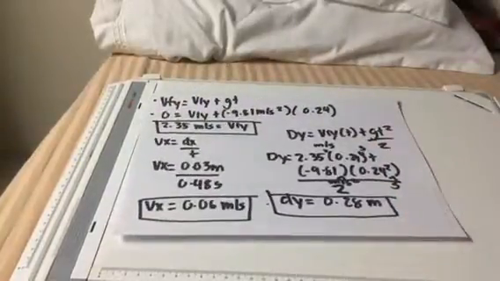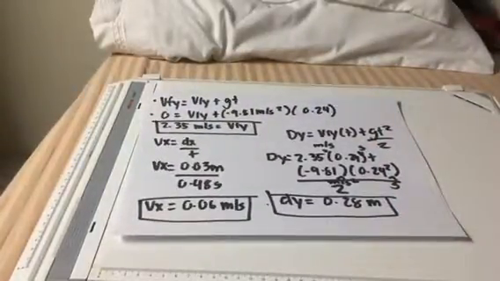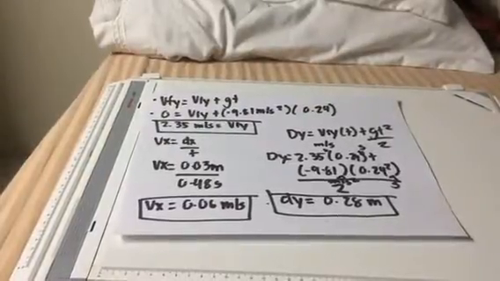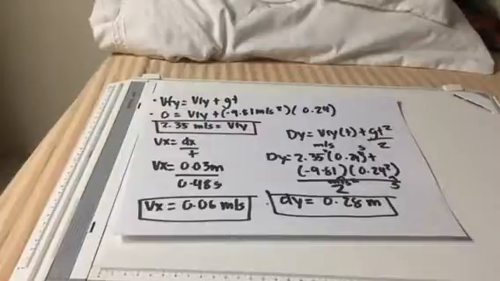Let's get started. Following the same formula as a while ago, we've got to solve for VIY first. We use the formula we know: VFY equals VIY plus GT. Plug in the values, and you end up with 2.35 meters per second.